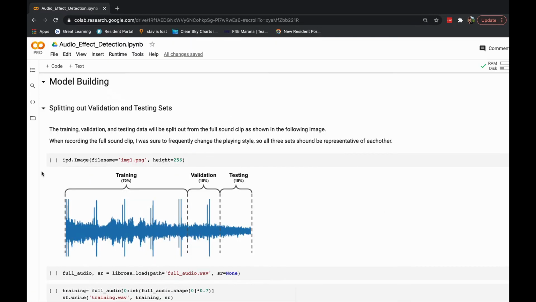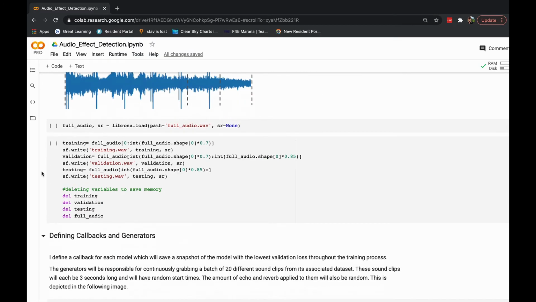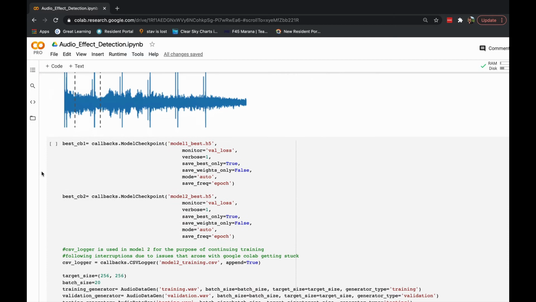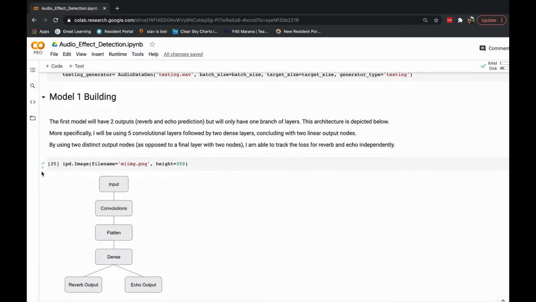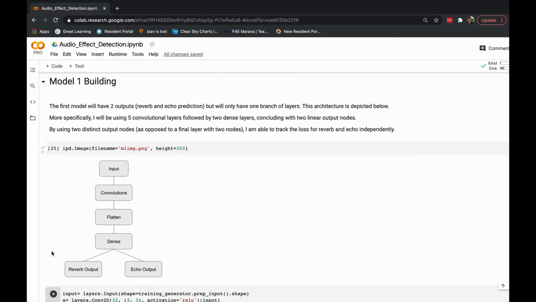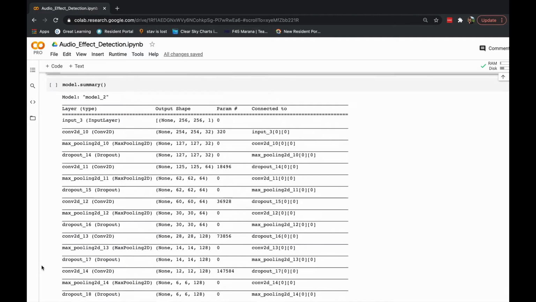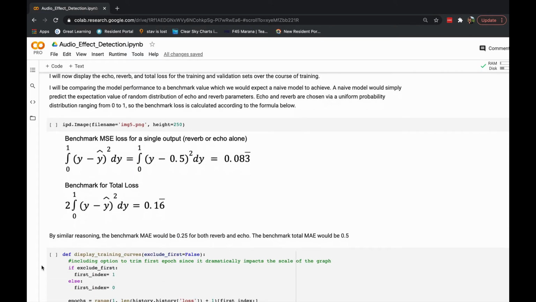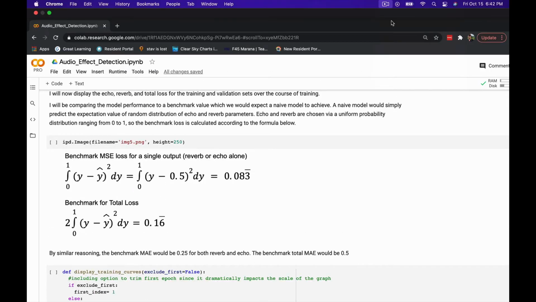I now split my dataset and define callbacks for saving the best model and logging training stats. I start with a single branched model. I use two distinct linear outputs so that I can track the loss for echo and reverb independently. I train this model for 70 epochs. Before evaluation, I calculate a benchmark performance based on a naive model which would always predict the expectation values.